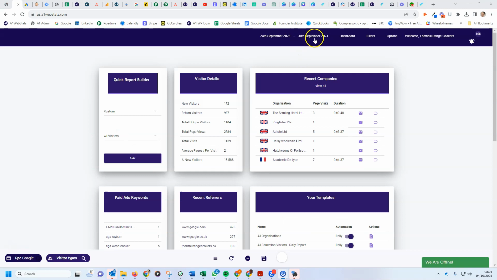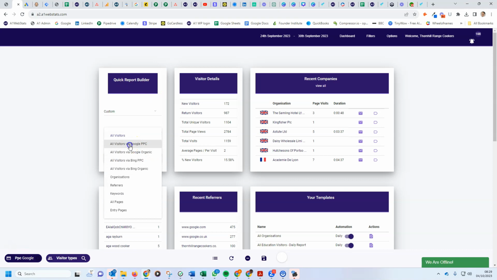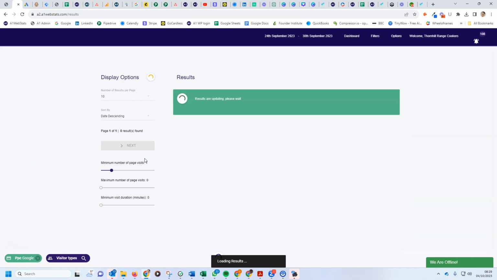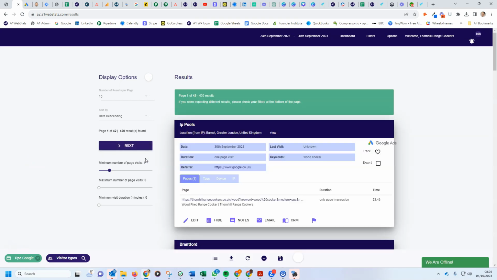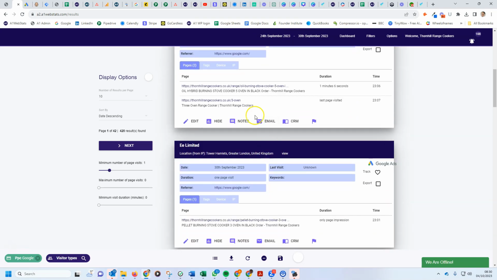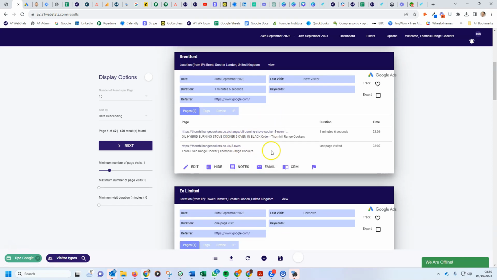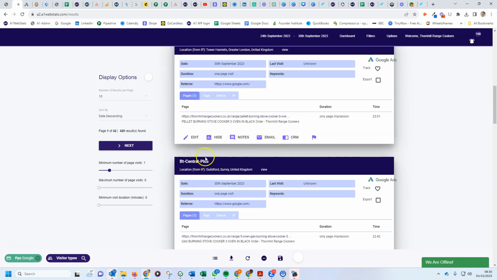Here we're looking at the same date range, and we're going to build a report that identifies all visitors via Google pay-per-click. And this will show all of them, not just that individual ad group we were looking at. So you can see they've had 420 Google Ads clicks during that time period, and it gives us a feel for what they all did from the point that they landed on the website and where they went to, if they went to more than one page after landing.